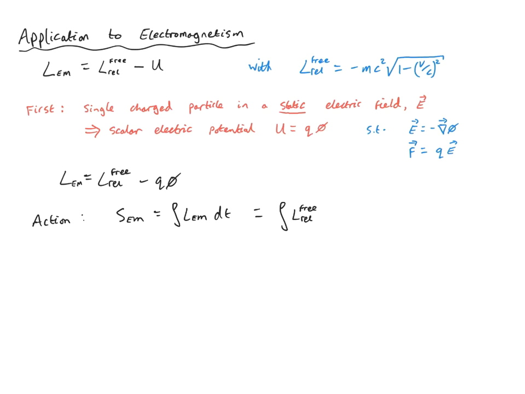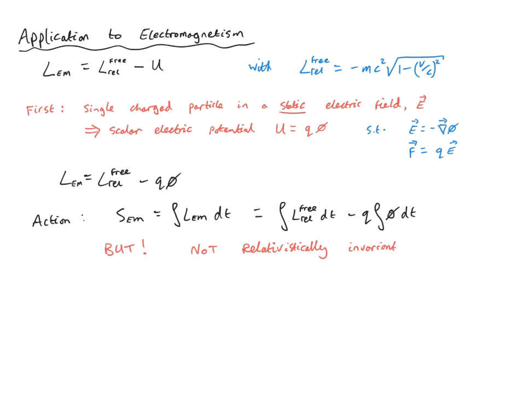And of course we can break that down into the two pieces: the relativistic free Lagrangian of the particle dt, minus q times the integral of the scalar potential phi times dt. But there's a big problem with this because it's not relativistically invariant. And it's very important, as argued previously, that the action be a relativistic invariant.